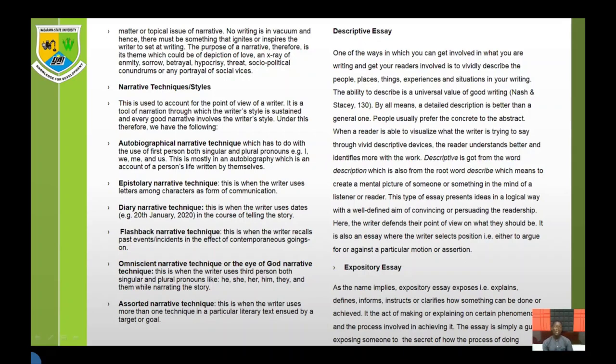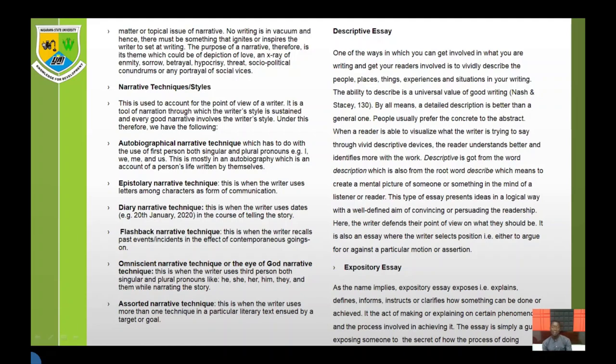Then the last one here is assorted narrative technique. Assorted has to do with mixed things. When you assort, you mix. So assorted narrative technique has to do with when the writer uses more than one technique. Maybe autobiographical technique is there, epistolary narrative technique is there, diary narrative technique is there, flashback narrative technique is there. Then we now say that the style of the writer is assorted narrative technique. That is it for narrative essay.